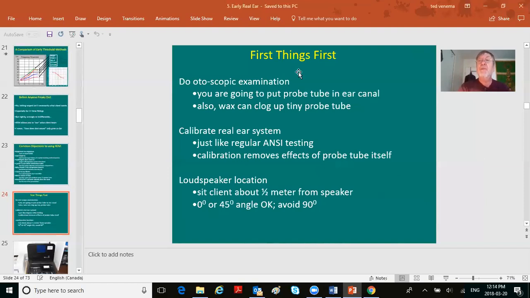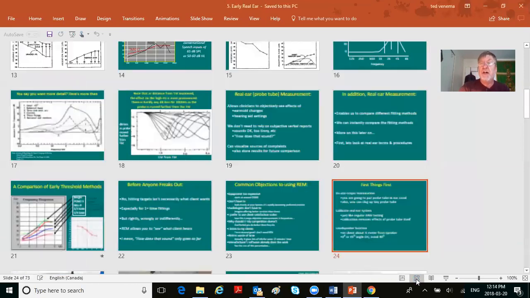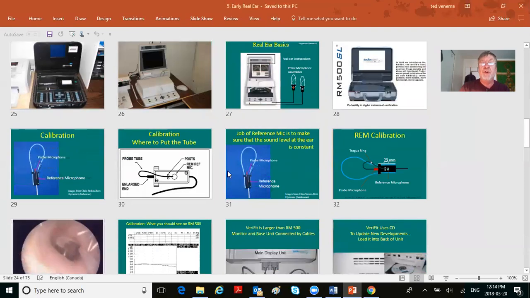Then you calibrate your Real Ear system, just like good old regular ANSI testing. Calibration removes the effect of the probe tube itself, because you're sticking it onto the probe mic assembly box. And I'll show you what that looks like. Let's take a look at what I'm talking about here, so it's not just words.